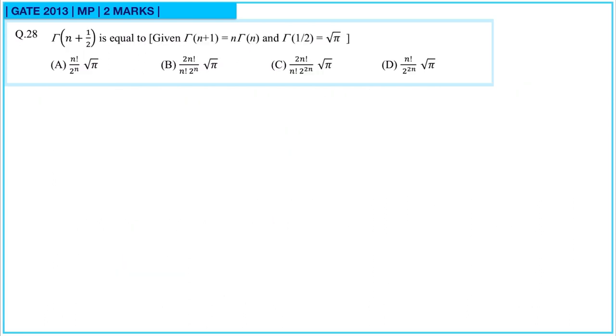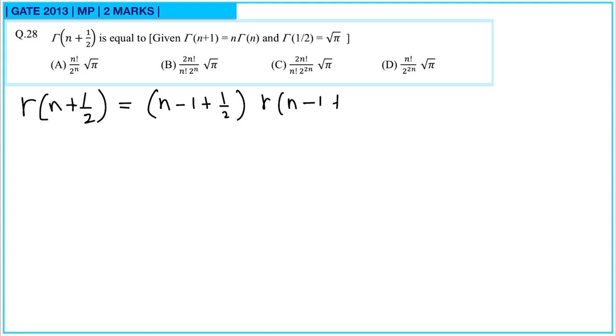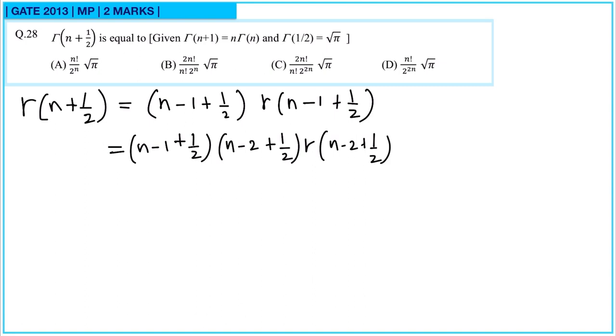Next question. Gamma of n plus half is equal to. So here we have gamma of n plus half. So this can be written as n minus 1 plus half into gamma of n minus 1 plus half. This can also be written as n minus 1 plus half, then n minus 2 plus half into gamma of n minus 2 plus half, and so on we can continue till we reach half.